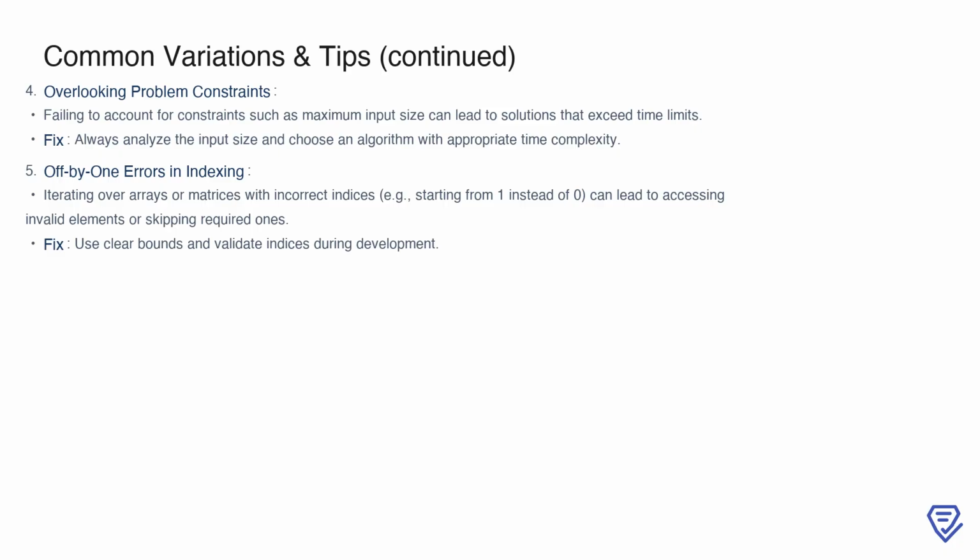Additionally, off-by-one errors in indexing are a recurring pitfall. These occur when iterating over arrays or matrices, such as starting from index 1 instead of 0 by mistake, which can result in accessing invalid elements or skipping necessary ones. A helpful strategy is to define clear boundaries for your indices and validate them during development, ensuring accuracy in your loops and conditions.